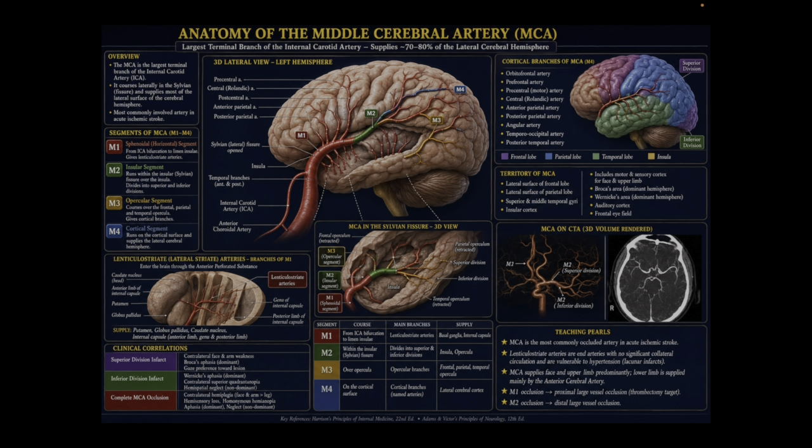These are small perforating end arteries that enter the brain through the anterior perforated substance. They supply the putamen, globus pallidus, head of the caudate nucleus, and the genu and posterior limb of the internal capsule.